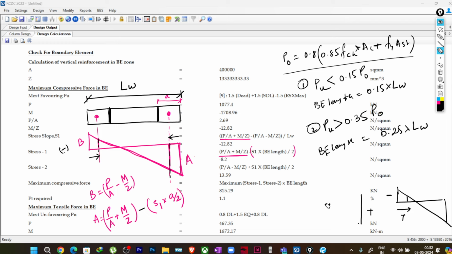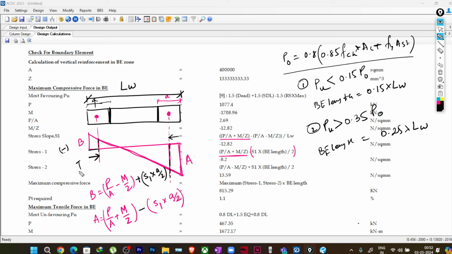I mean, what RCDC is doing is finding out the stress at the center. So now how will it be? It will be this direction, so we go positive, so plus the same S1 into A by 2, because S1 is the rate of change of stress multiplied by how much length? A by 2. If this is A, this is A by 2. So I got the stress in both directions.